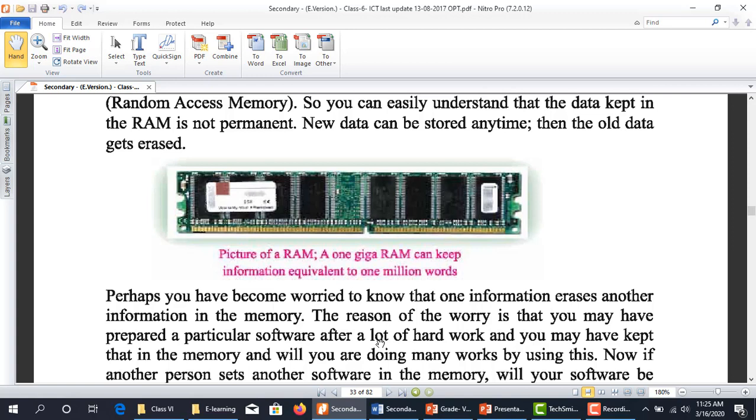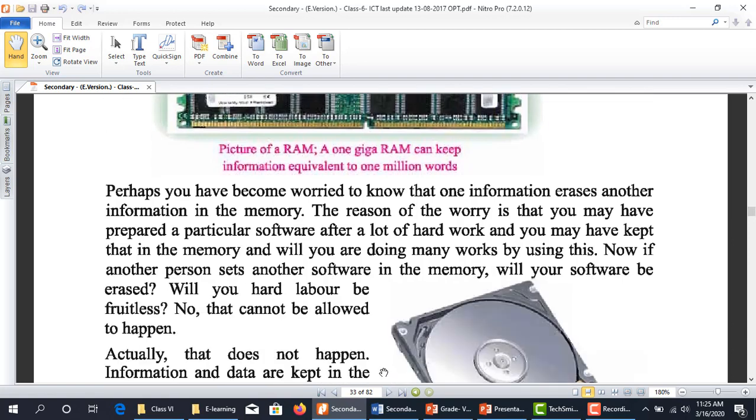There is another memory that is called the ROM. RAM is a volatile memory, and ROM is a non-volatile memory. I will explain the differences between RAM and ROM in the next video. I'm just giving you some information for now. ROM means read-only memory, and RAM means random access memory.